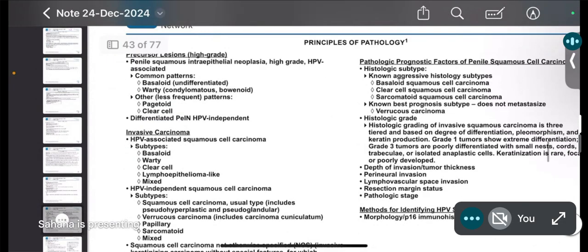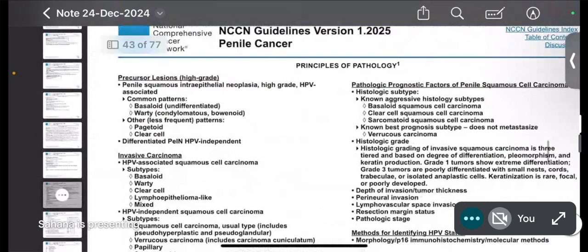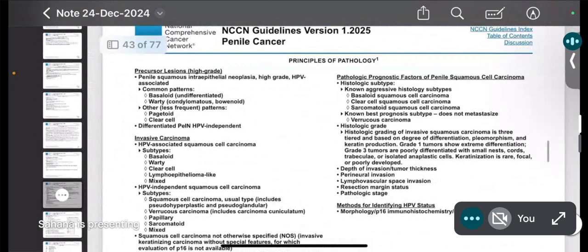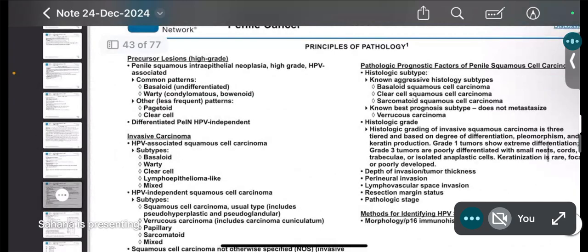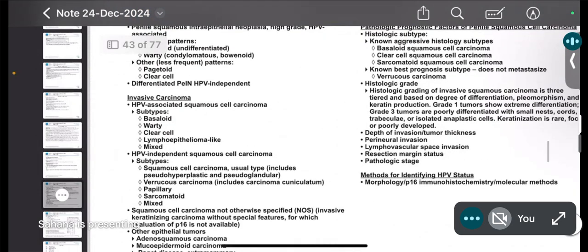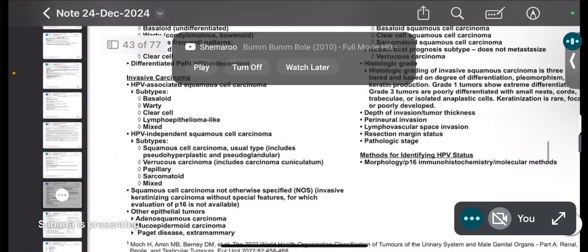Okay, in WHO, pathological classification. Here, this is actually new, I think, where precursor high-grade lesions, that is squamous intraepithelial neoplasm, high-grade HPV associated, that is basaloid, warty, pagetoid, clear cell, and differentiated intraepithelial neoplasm, which is HPV independent. Then in invasive, again you will divide them into HPV associated, HPV independent.